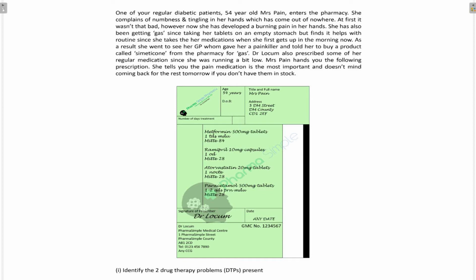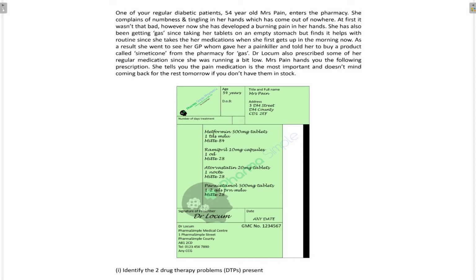As a result, she went to see her GP, who gave her a painkiller and told her to buy a product called Simethicone from the pharmacy for gas. Dr. Locum also prescribed some of her regular medication since she was running a bit low. Mrs. Payne hands you the following prescription. She tells you the pain medication is the most important and doesn't mind coming back for the rest tomorrow if you don't have them in stock.